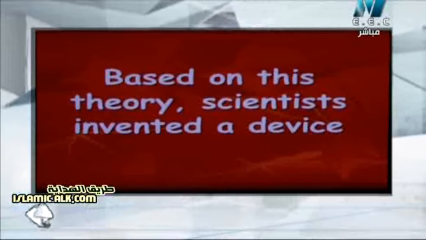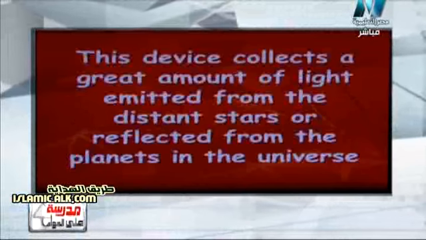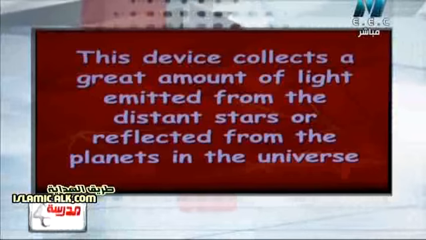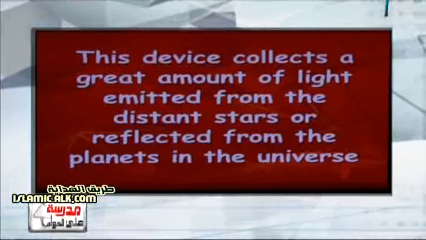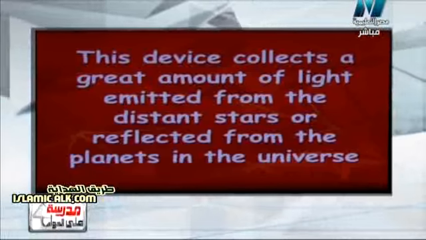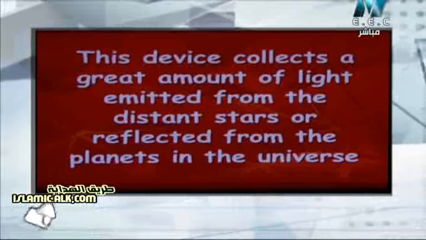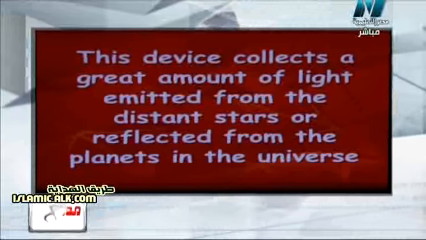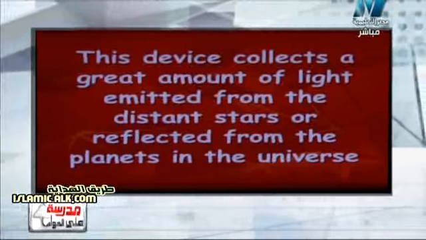Based on this theory of Ibn Haytham in explaining vision, scientists invented a very important device, which is the telescope. This device collects a great amount of light emitted from distant stars or reflected from the planets in the universe. Let's take note: I said emitted from stars because stars emit light, but reflected from planets, because planets, as we know, are dark bodies that reflect light, not emit light.